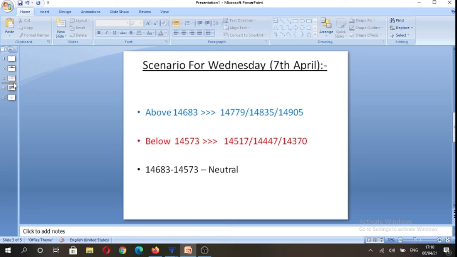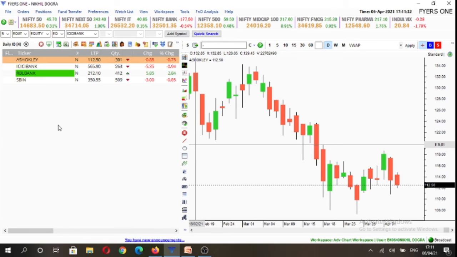Above 14,683 levels, we can potentially trade towards 14,779. Above that, 14,835 and potentially 14,905. And below 14,573, we can trade towards 14,517, 14,447 and potentially 14,370 levels. And the neutral price range for tomorrow is 14,683 to 14,573, in which one can refrain from making any trades in the index. Now we would be discussing our stock watch list for tomorrow.